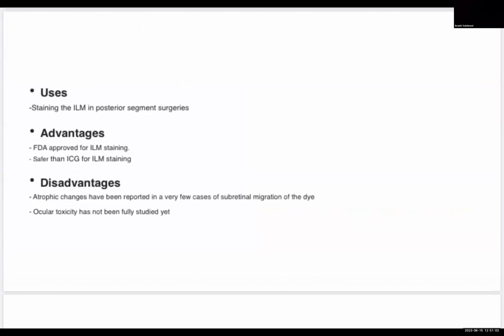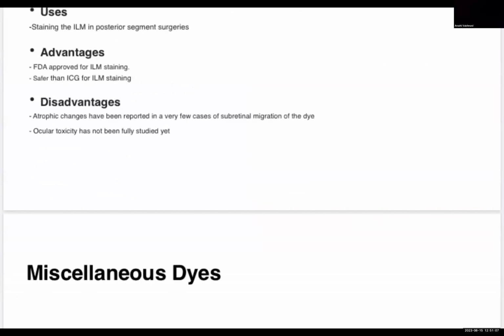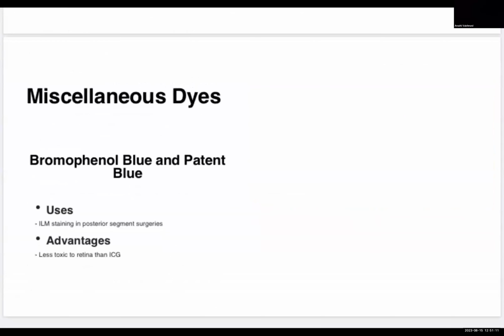It is FDA approved and safer than indocyanine green, but atrophic changes have been reported in few cases. Other dyes like bromophenol blue and patent blue are also used for ILM staining and are less toxic than indocyanine green, but they are not FDA approved and hence not used frequently. Thank you.